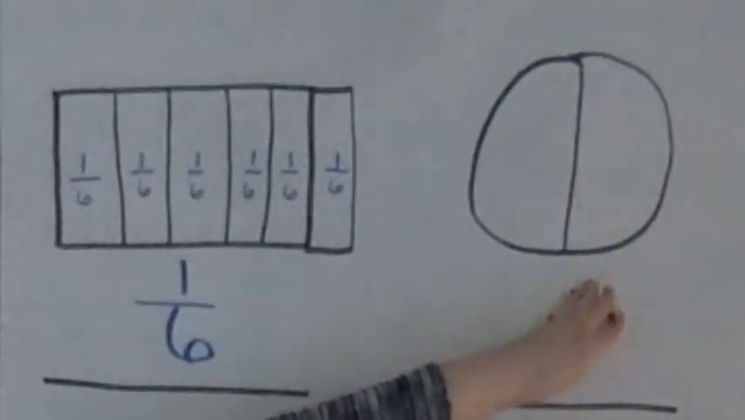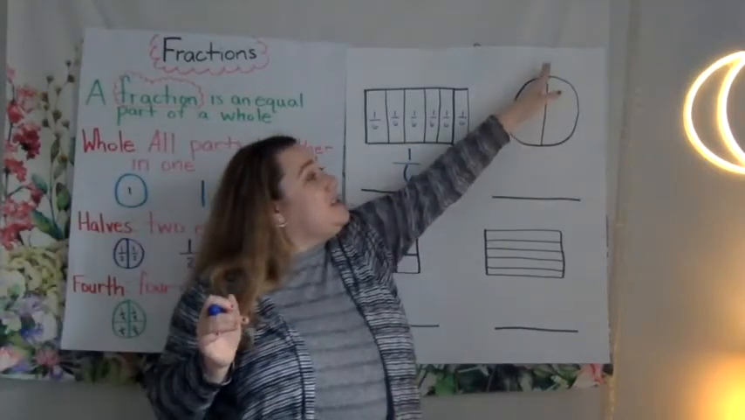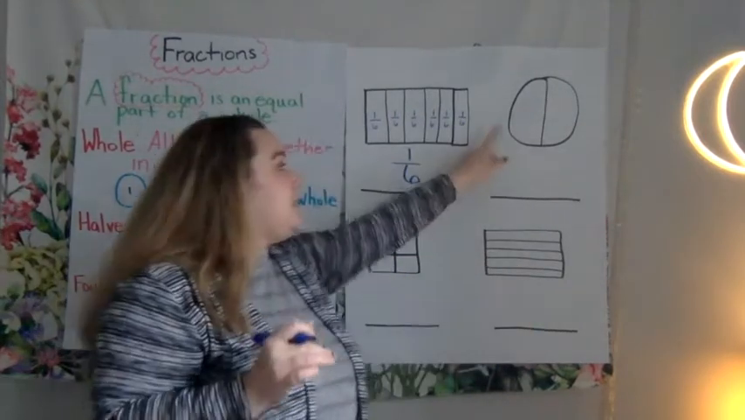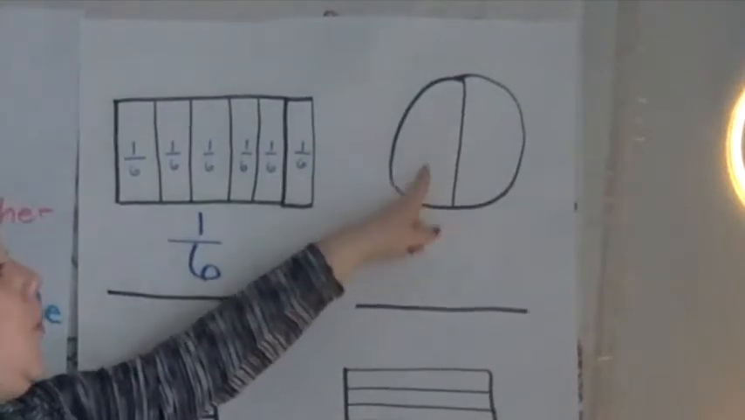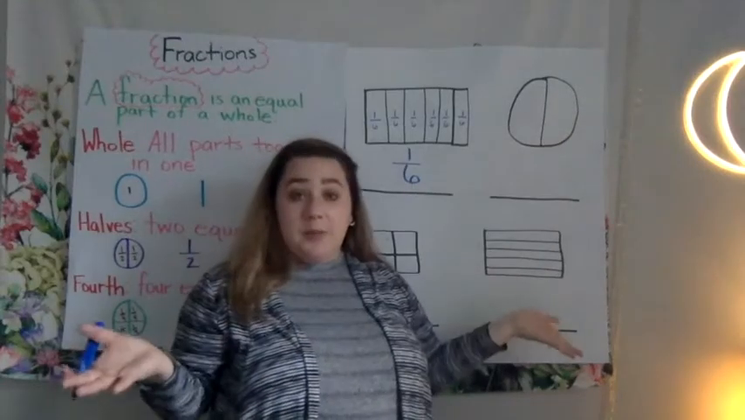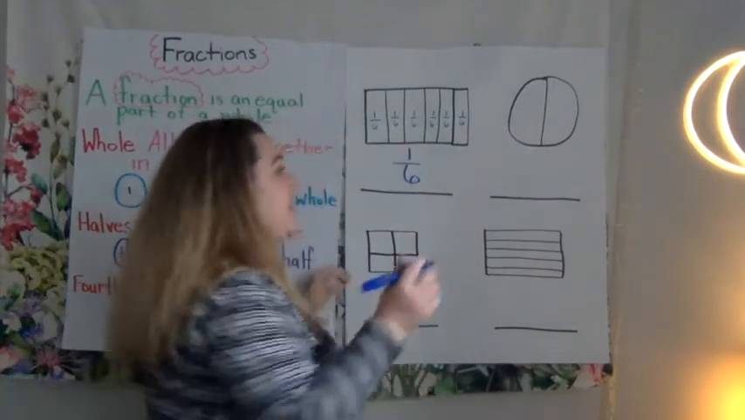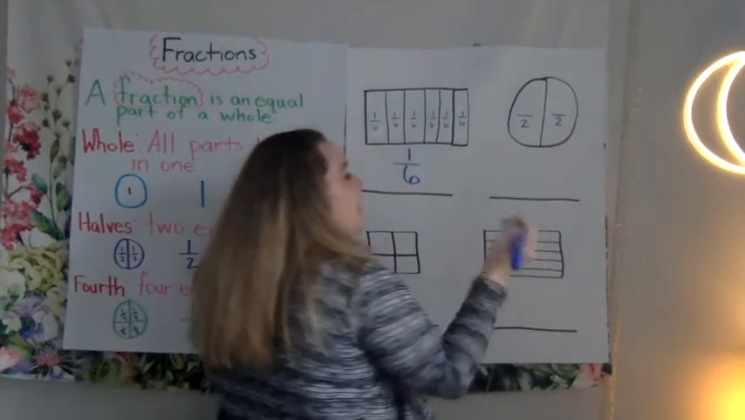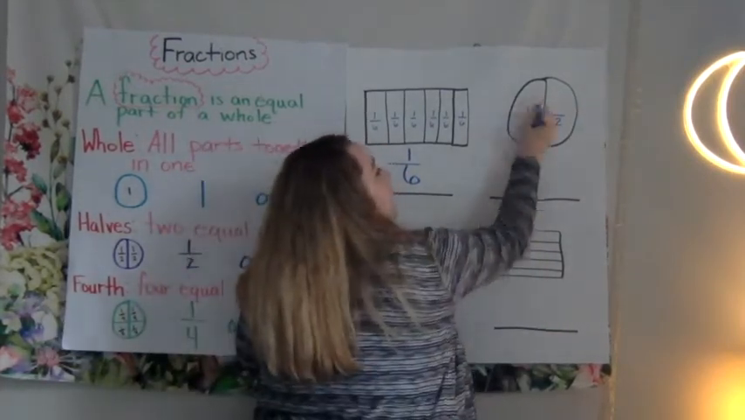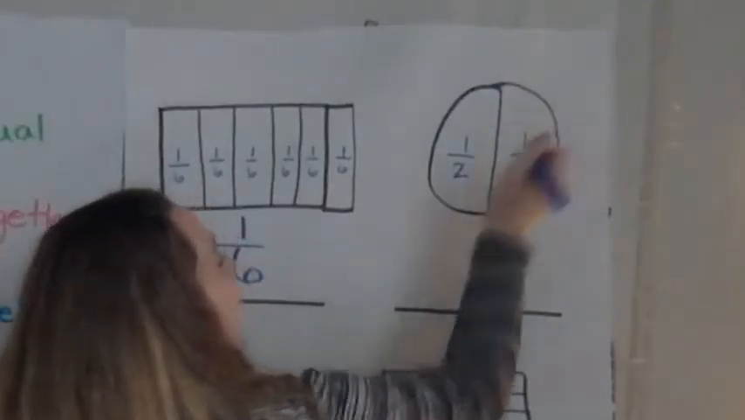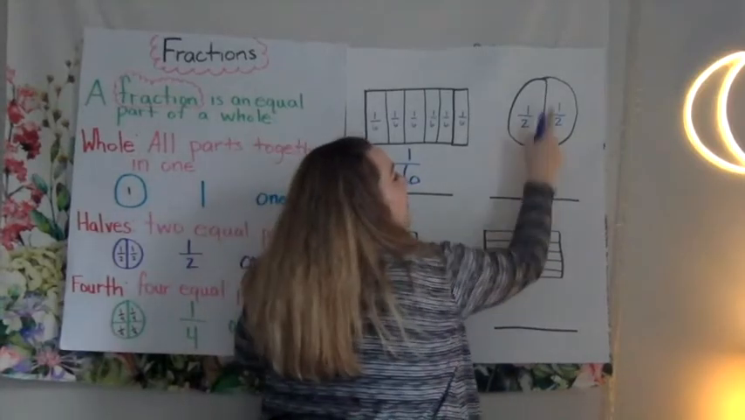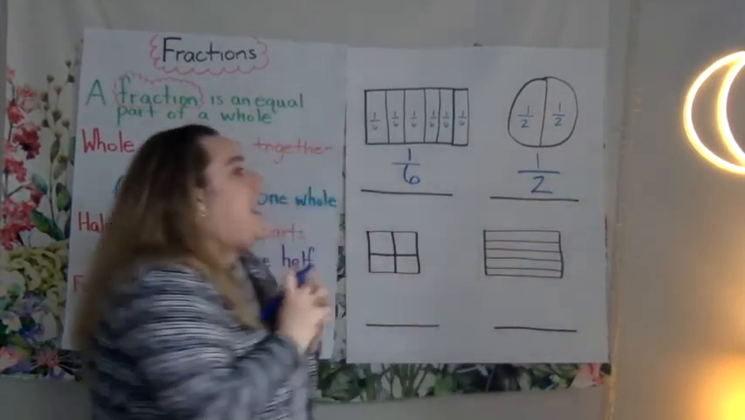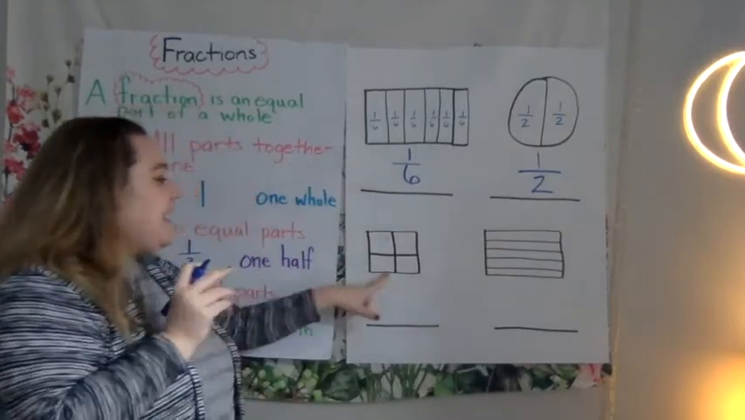Now I'm moving over. Notice how this is a circle. I can still see that it is split into equal parts. We need to count how many parts there are. Let's start counting. Ready, go. 1, 2. How many parts? 2 parts. So I'm going to put my 2 on bottom because that's how many parts there are. This is one of my 2 parts and one of my 2 parts. I know that one part is 1/2. Good.